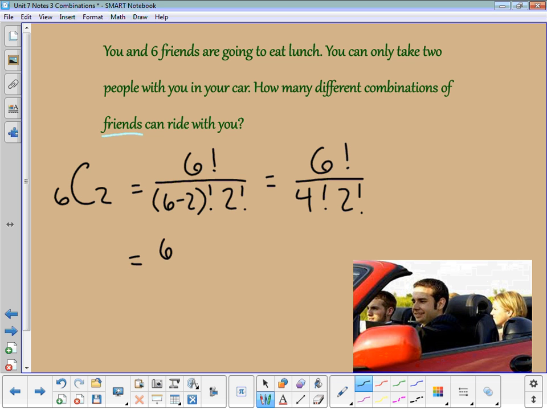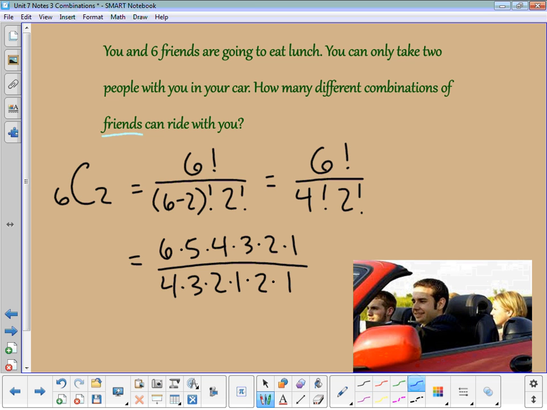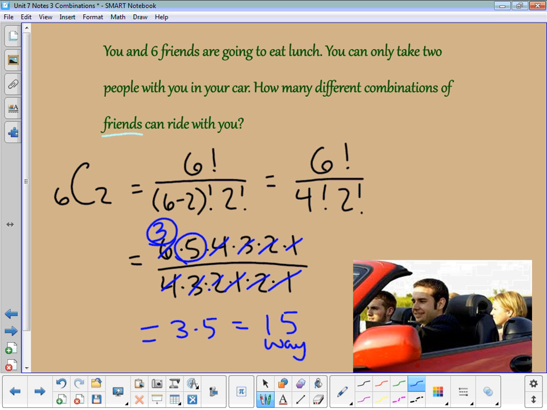Let's write it on out. 6 times 5 times 4 times 3 times 2 times 1. 4 factorial is 4 times 3 times 2 times 1. And that extra 2 factorial is down there as well. So we know that 4 cancels 4, 3 over 3, 2 over 2, 1 over 1. And again, I can reduce some other stuff too. I can take 6 divided by 2 and make that a 3. Dividing by 1 doesn't matter. So taking a look at what's left, I have 3 times 5, which is 15 different ways, or 15 combinations.